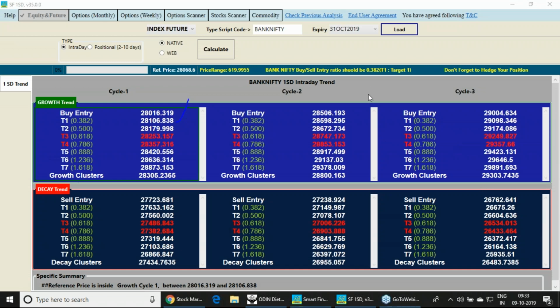If you are buying here, which option should you hedge with? Can anyone tell me which strike option I should hedge here? If I am buying at 28,107, I should hedge it with which put option? The 28,100 put option; we can buy the 28,100 put option along with this. And if you are selling at 27,633, you must buy a 27,600 call option. This is the process you are going to use to hedge Bank Nifty and Nifty.